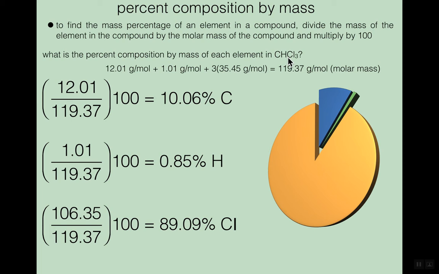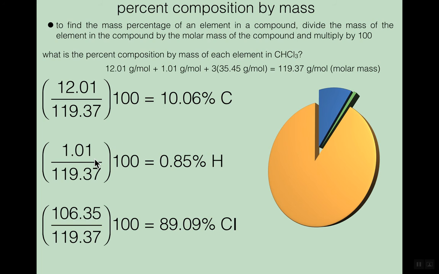Then what you do to figure out the percent composition of each element in that compound is divide the element's molar mass by the molar mass of the compound. So over here, to calculate the percent composition of carbon in this compound, you take the molar mass of carbon, there's only one carbon, divided by the molar mass of the compound, multiplied by 100, and about 10% of this compound is carbon.